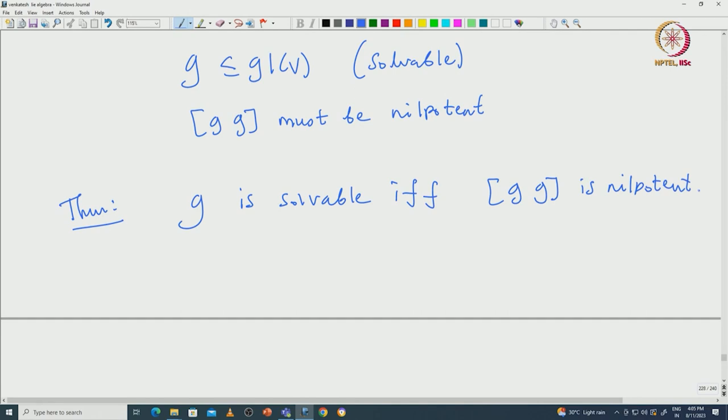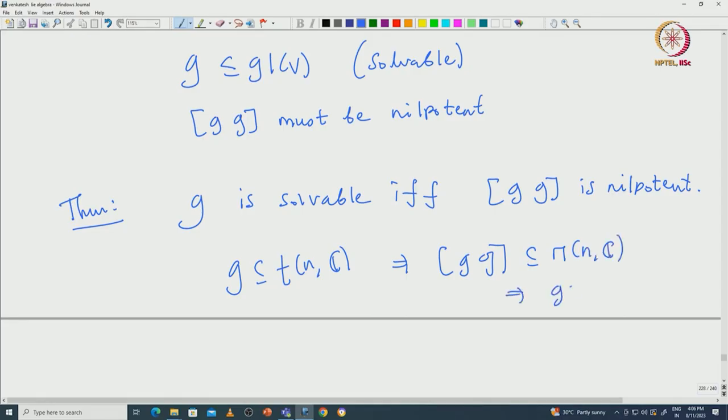If g is solvable, then we can easily see, at least for linear Lie algebras, it is very clear. Maybe I will leave it to you to think about what happens for an arbitrary Lie algebra. For a linear Lie algebra, if g is solvable, there exists a basis such that g can be realized inside some T_n(C). So, that will imply that [g, g] is inside the strictly upper triangular matrices, so [g, g] is nilpotent.